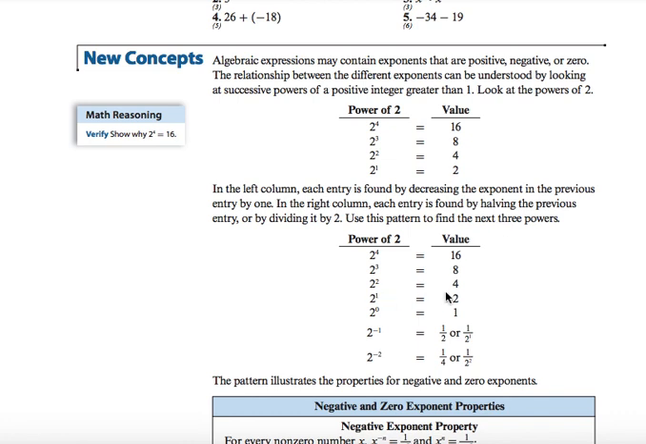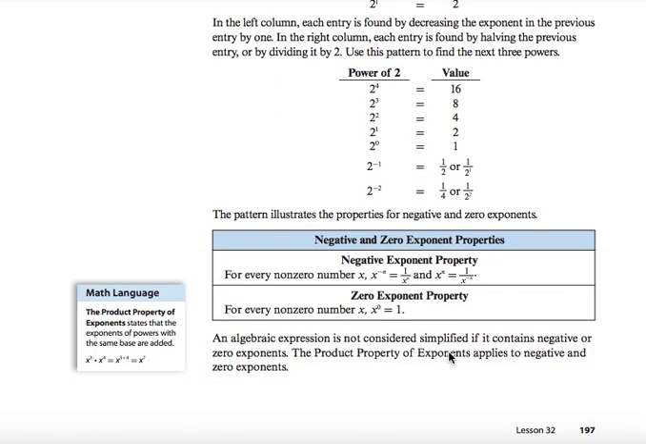So 2 to the first power is 2. 2 to the 0 power, anything to the 0 power is 1, so that's again half. Then 2 to the negative 1. If you go down by 1 again, this number should go in half. So what's half of 1? 1 half. If you go down one more and turn into negative 2, what's half of that? 1/4. The pattern illustrates the property of negative and zero exponents.